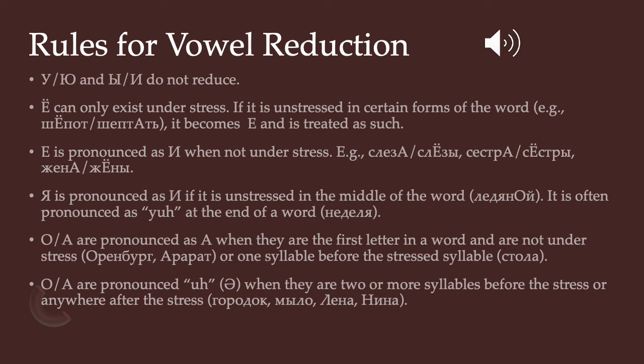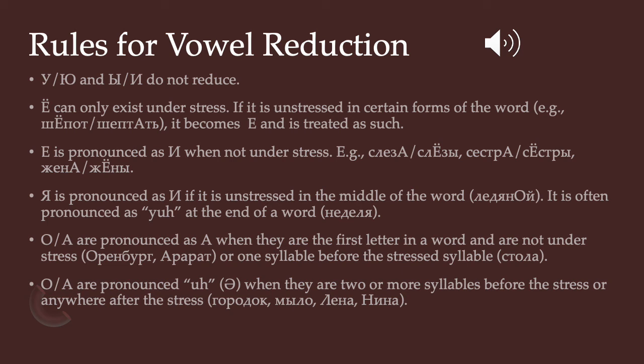O and a are perhaps the most complicated to deal with, and they are both pronounced as a when they are the first letter in a word and they are not under stress. So, for example, in the names Arenburg or Ararat, both the o and the a there at the beginning of the words are pronounced a. They are also pronounced as a if they are one syllable before the stressed syllable. So, for example, in the word stol, it is written with an o, but when you add an ending, it becomes stressed, and so that o is then one syllable before the stress, and it is pronounced as an a, stalá.